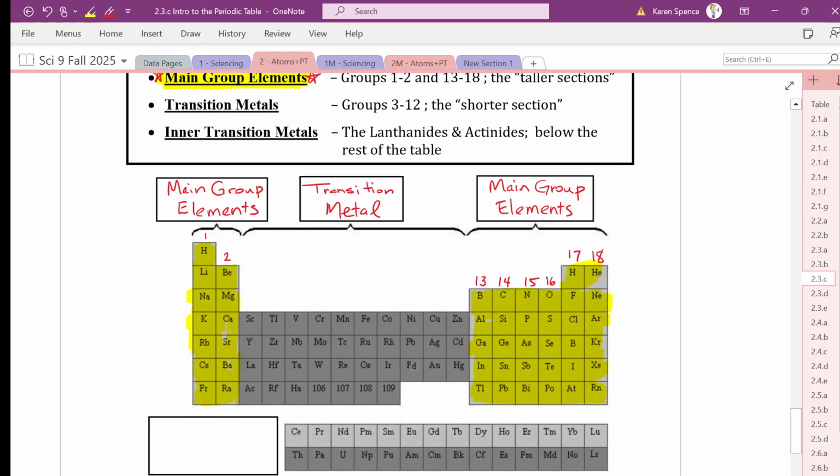And then down below, I don't know if you need to call these the inner transition metals. I think lanthanides and actinides would be sufficient. So I'm just going to write that, lanthanides and actinides. So which one is easy to forget? Main group elements. Remember those ones. Groups 1 and 2. And then what are the rest of them?